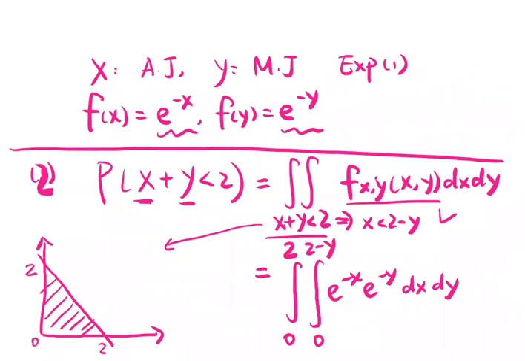So if you do that integral, it's going to be 1 minus 3 e to the negative 2. Okay, all right, that's it.